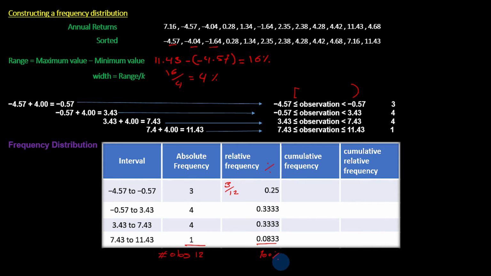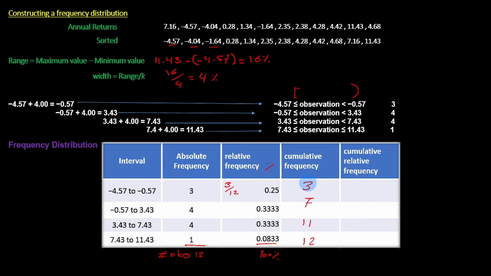Now, when we are talking about cumulative frequency, the name itself is clear, I think. We are accumulating, we are adding up. So for cumulative frequency, we are adding up the absolute frequencies. In the first case, we have nothing to add. It's just 3 itself. Then the next interval, we have 3 plus 4, that will be 7. Then 7 plus 4, that will be 11. And the last one should become 12, right?